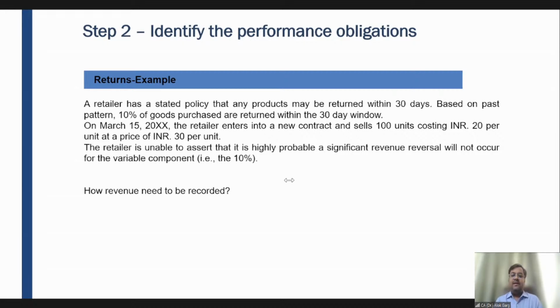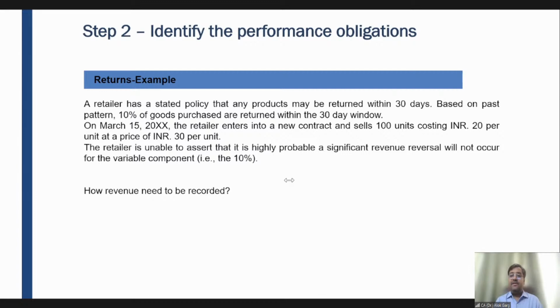In case of a provisioning, you are recognizing the provision on some best estimate basis. How do you calculate the best estimate? On the basis of past precedent. You have to see what is my past precedent, right?